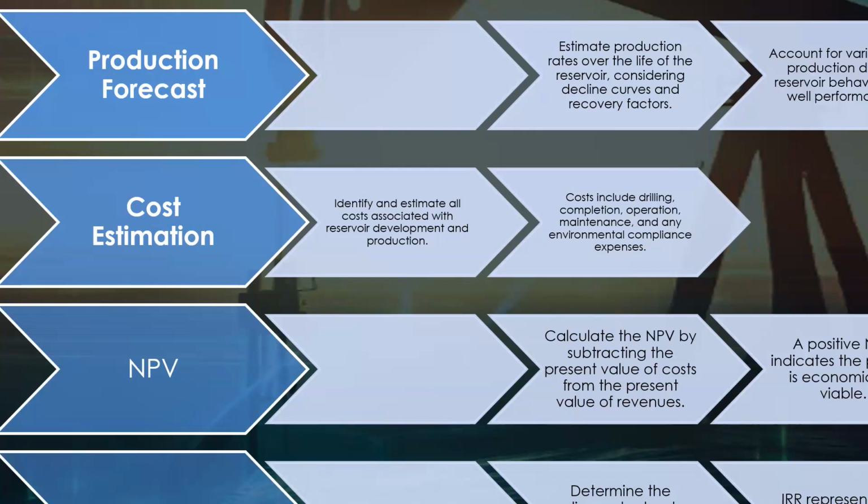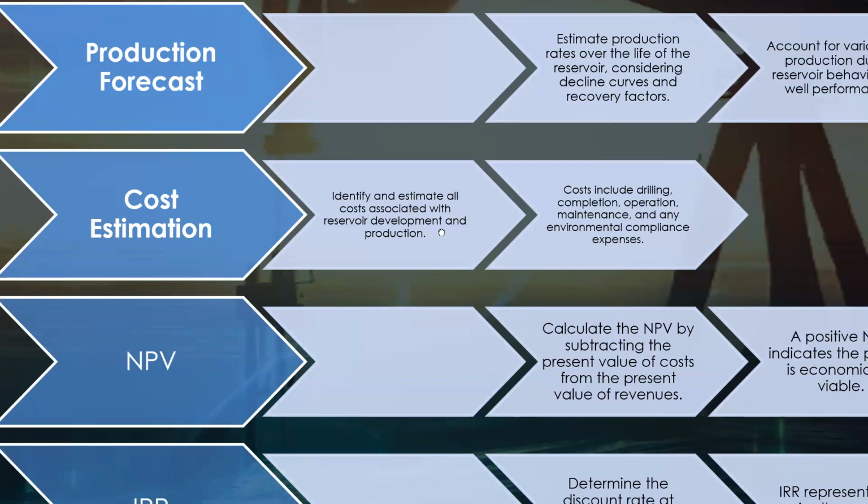If not, what are the things that can be done? Always we have a choice. So it is like decision making. If something is not happening according to your predictions, then you always have plan B. So you have plans, but how to decide whether plan A is suitable or plan B, that depends on your reservoir economics. That can be understood by understanding these estimations. Costs include drilling, completion, operations, maintenance, and any environmental compliance expenses. So that is one thing.